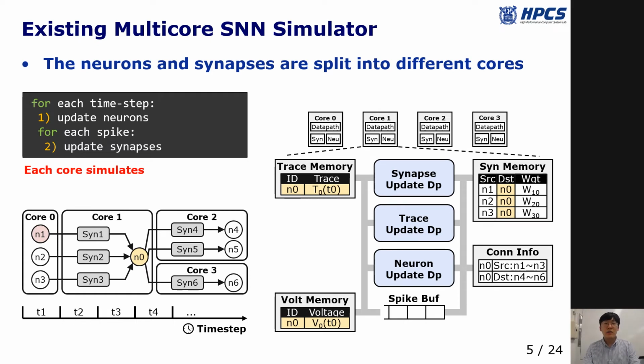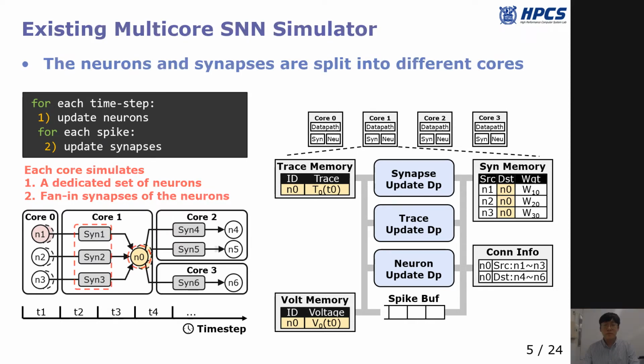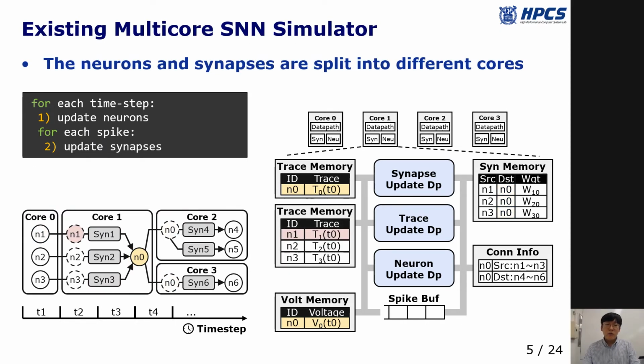To parallelize the neuron update stage, each core simulates a dedicated set of neurons and locally keep their voltages and traces in the memory. Likewise, to parallelize the synapse update stage, each core simulates the fan-in synapses of their dedicated neurons and keep their weight in memory. However, the synapse update stage requires the traces of both pre- and postsynaptic neurons.